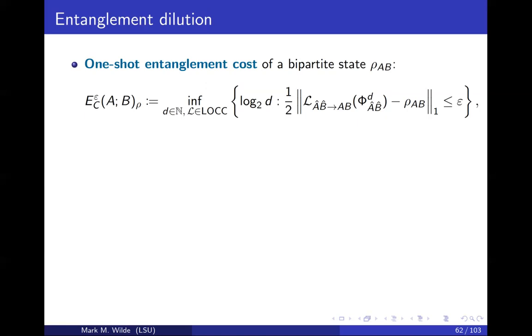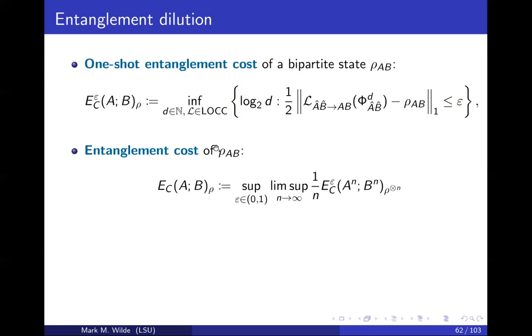This is where you're trying to figure out what's the minimal amount of entanglement, combined with LOCC, that I need to prepare a state that's epsilon close to the state rho AB of interest. Okay, so this is the one-shot quantity. It's again a function of rho and this sometimes called smoothing or error parameter. That's a number between 0 and 1. So the point is you're trying to minimize the cost needed to prepare a quantum state, and the cost is quantified in terms of the Schmidt rank of this maximally entangled state.